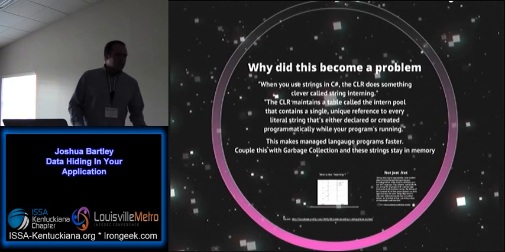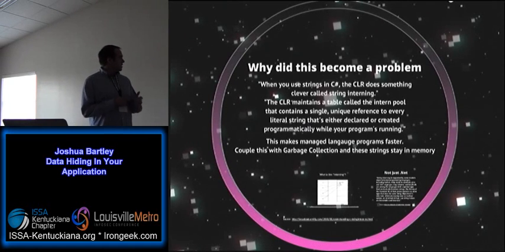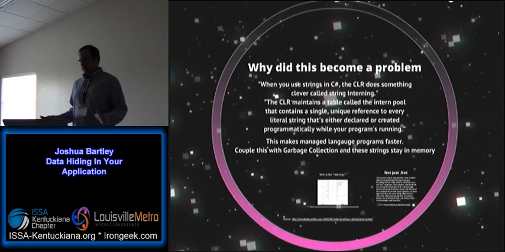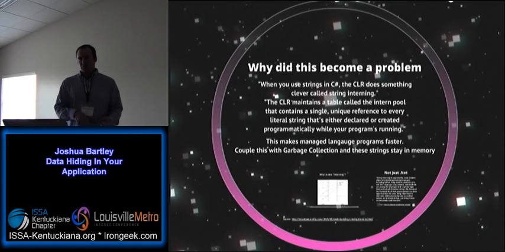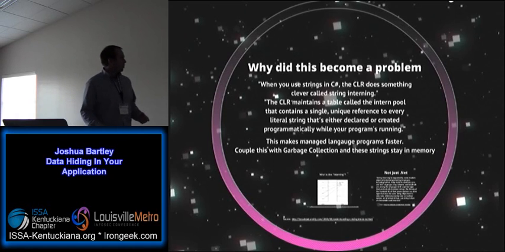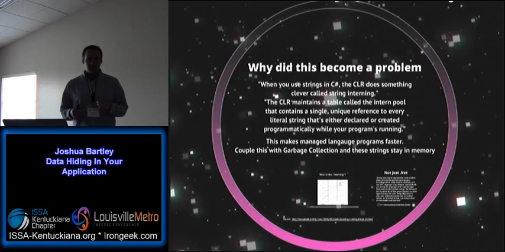So, when did this really become a big problem? Well, in C#, I'm a C# developer, not Objective-C or anything like that. The CLR does something called string interning. Basically, it's a performance trick to make C#, a managed language, as fast as C++, an unmanaged language. It maintains a table called the intern pool, which has a single reference to every string. So if you type the string test in 20 different text boxes, it's actually only in memory once. But the fun part is, it's immutable.